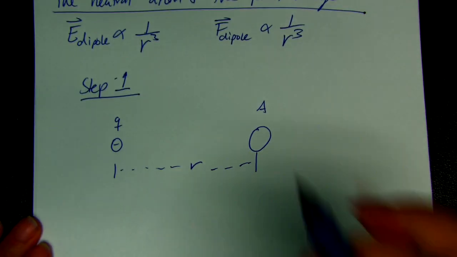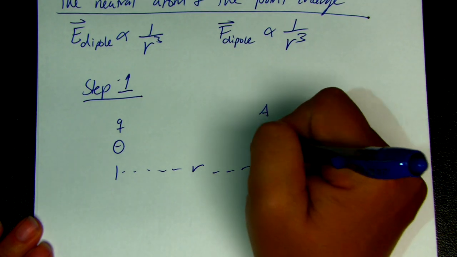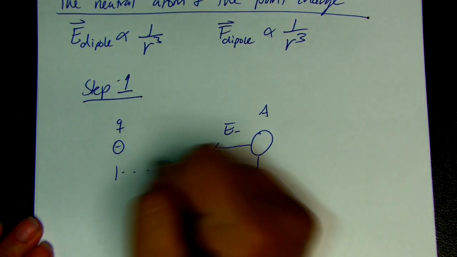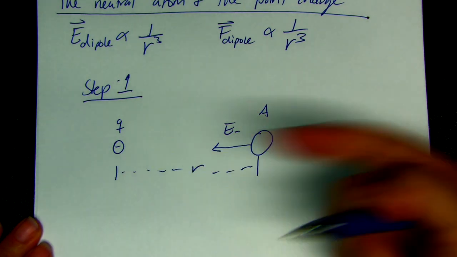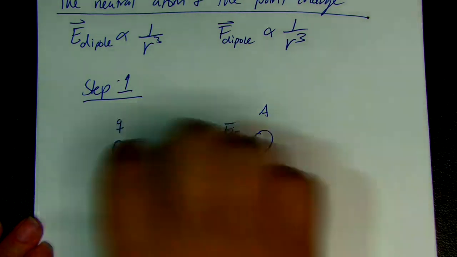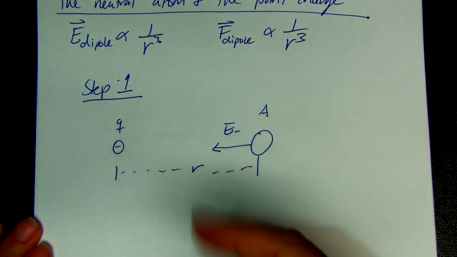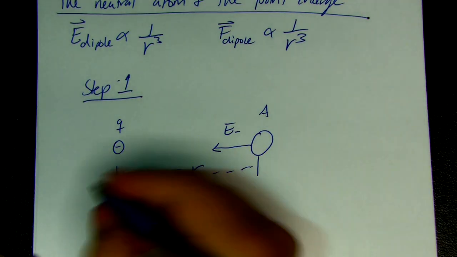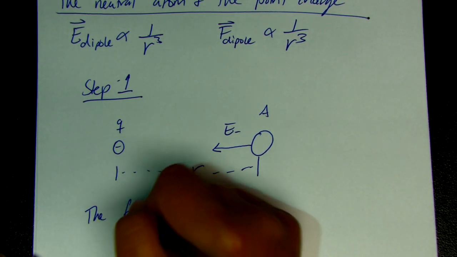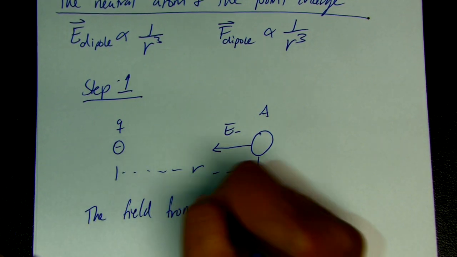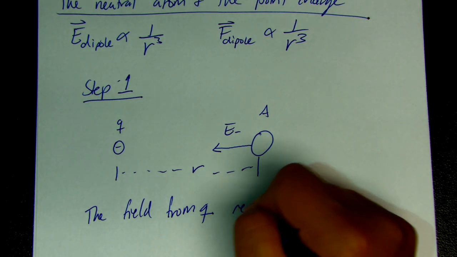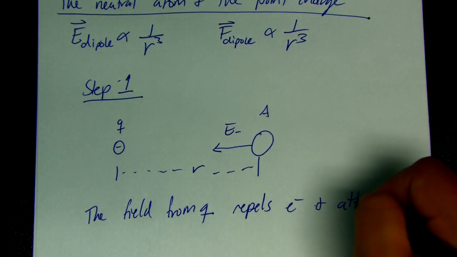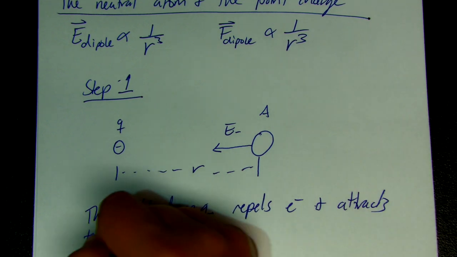All right, so this neutral atom is going to experience a field from this charge. This is a negative charge, so the field is going to point towards the charge. If it was positive, it would be pointing the other direction. So the field from Q repels the electrons and attracts the nucleus.